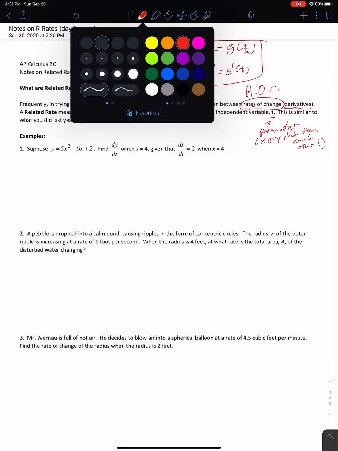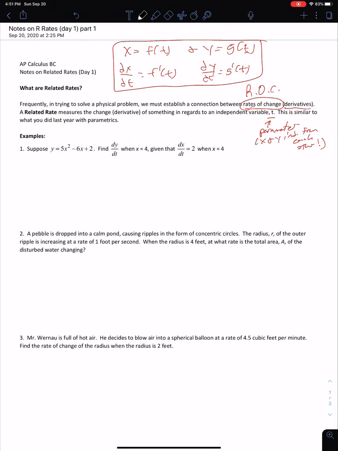In our first example, we are given this parabola, y equals 5x squared minus 6x plus 2. We want to find dy/dt. So let's talk about what this means for us. If we think of y as being our vertical axis, dy/dt would be the change in our vertical axis over t. If we picture t as being time, you're looking for the change in y over the change in time. So this is a velocity. More specifically, it is a vertical velocity.